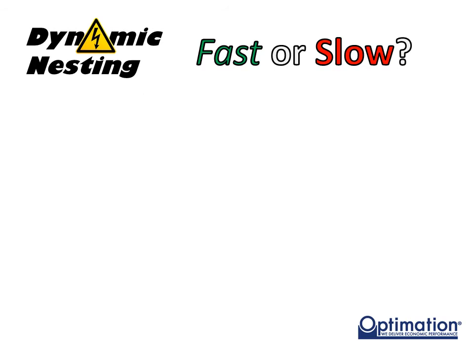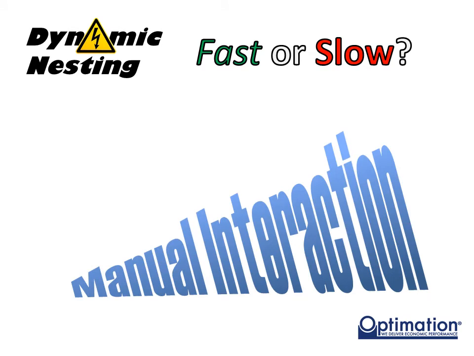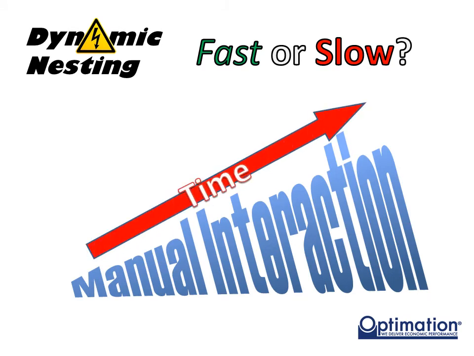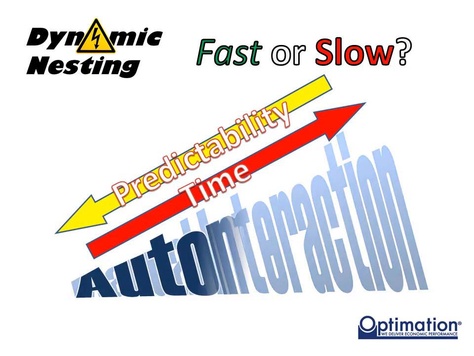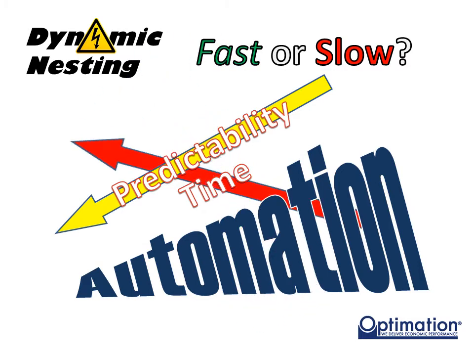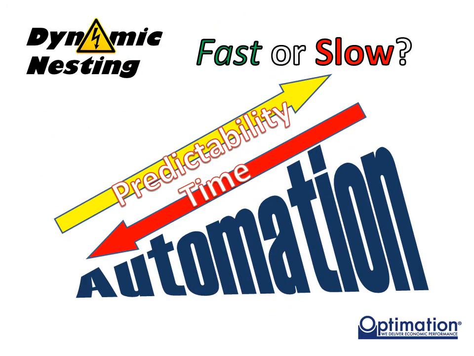Another area that can consume production time in dynamic nesting systems is manual interaction. If the nesting system requires human input to run, then not only is more time required, but the end result is no longer predictable. Fully automatic systems take the least amount of time and produce repeatable results.